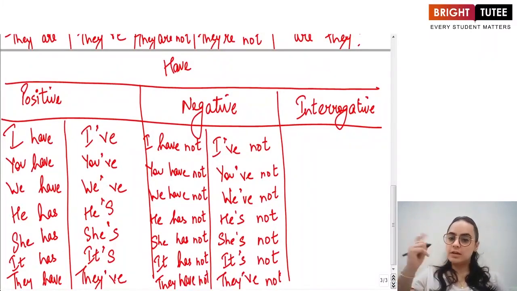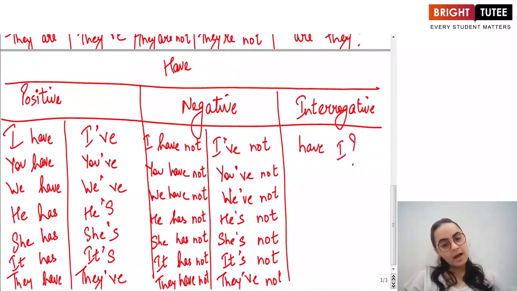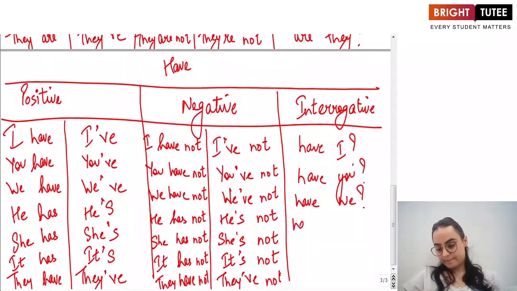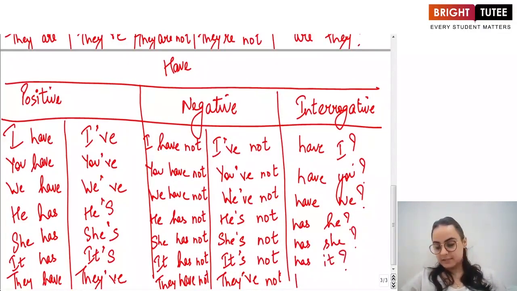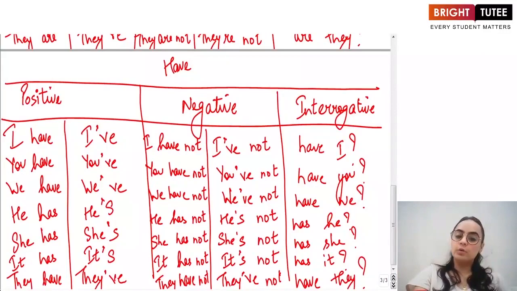Alright? And talking about the interrogative, have I, have you, have we, has he, has she, has it, and have they. So this is how the different forms of the verb have will be in the present form.